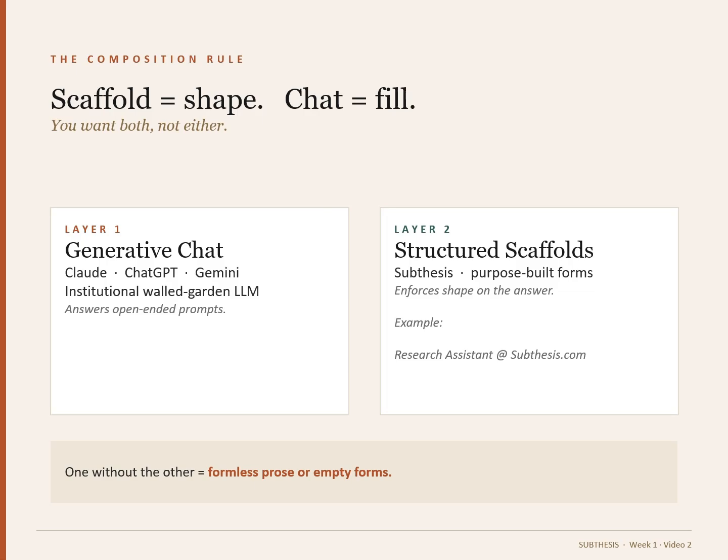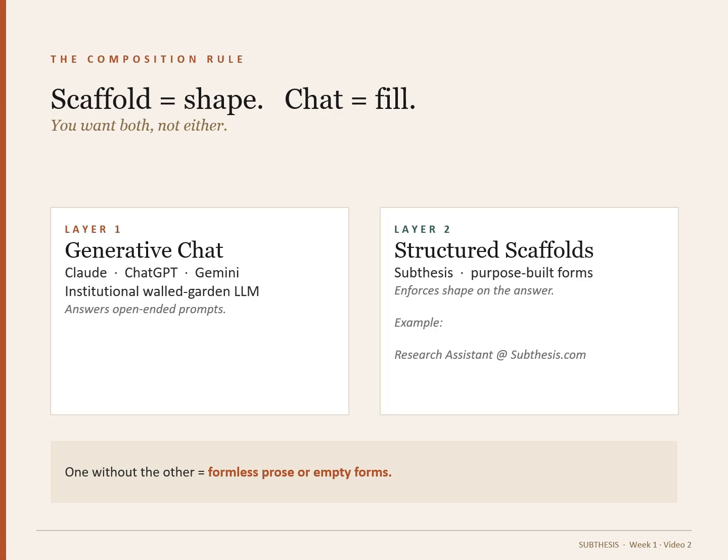Let me make the composition rule concrete because it will save you weeks across your dissertation. Suppose you are stuck on your research question. You open Claude and you say, "Help me sharpen my research question." Claude will give you a beautiful, well-written paragraph that sounds good and that is, structurally, useless. It might not name a population. It might not name a comparator. It might be unmeasurable. That is layer 1 output without layer 2 shape.